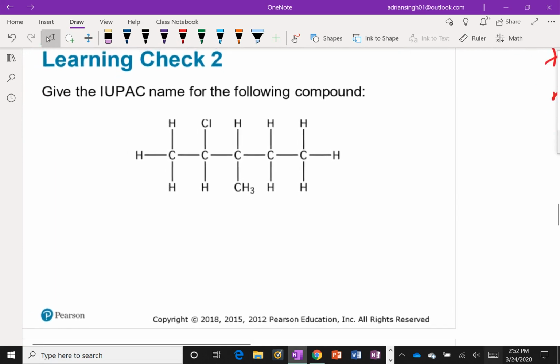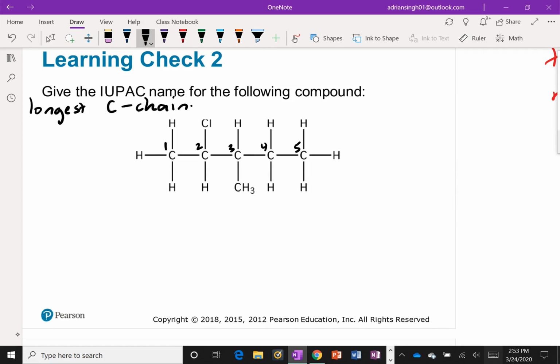All right, so let's take a look at how we can do this systematically. The first thing we want to do is to identify the longest continuous carbon chain. Looking at this one, if you start on the left, 1, 2, 3, 4, right? That's one option. Or if you go all the way across, 1, 2, 3, 4, 5. Now in a chain, you can number from left to right. You can also number from right to left. So maybe this could be carbon 1, that could be 2, that could be 3, that's 4, and that's 5.